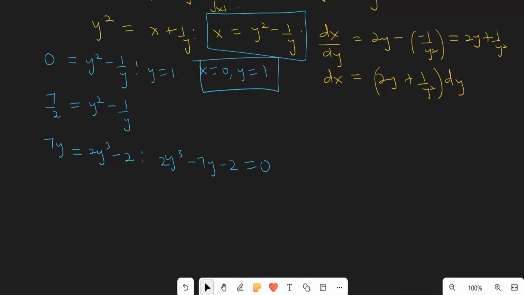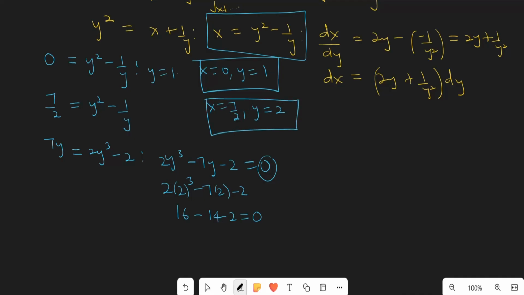So what would be the value of y here that will make the right hand side equal to 0? When y is equal to 2, we have 2 times 2 to the third minus 7 times 2 minus 2. This gives you 16 minus 14 minus 2, and that is equal to 0. So y here is equal to 2. So when x is equal to 7 over 2, the upper limit, y is going to be 2, and that is the upper limit for y. So y will run from 1 to 2. And after doing this, the integral is now very easy.